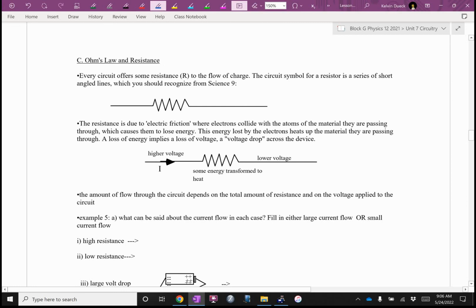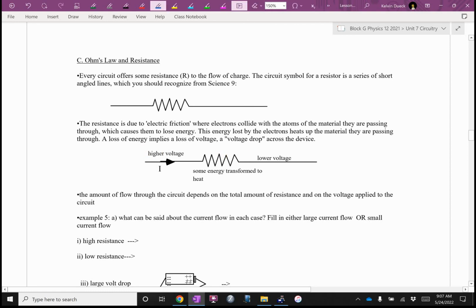Resistance is due to, let's call it, electric friction. Now we're going to talk about electrons moving again, even though we're pretending it's protons moving. When electrons move through the wire, they bump into stuff. They collide with the atoms of the material they are passing through, and as they do so, they can lose energy. This energy is given off as heat. It heats up the material, and we're pretty good at bleeding that heat off and getting it to power stuff. A loss of energy implies a loss of voltage, because voltage is energy per coulomb.